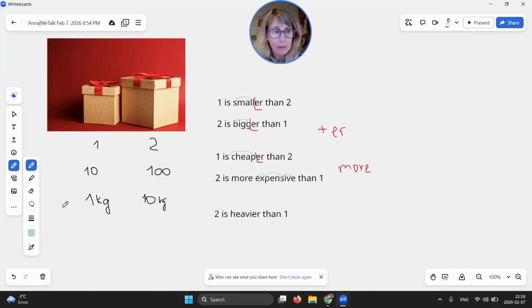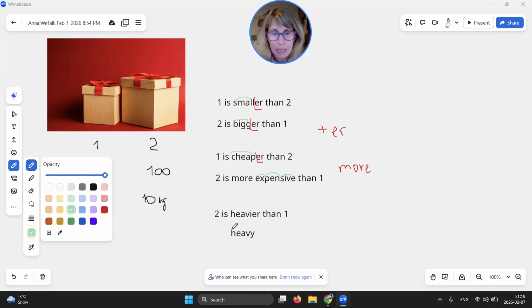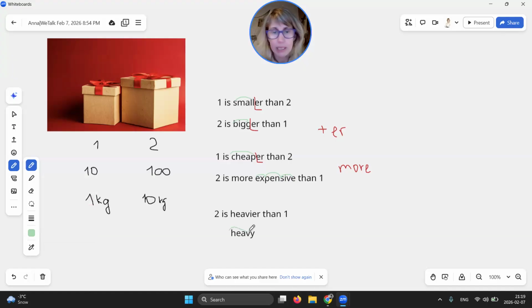If you look at the word heavy, not heavier, but just heavy, it consists of 2 syllables, but the last letter is Y. So when we have 2 syllables and they end in Y, you still use this ER, but you change Y to I, and you have I, ER, heavier. The same as busier, and the same as earlier, and so on.